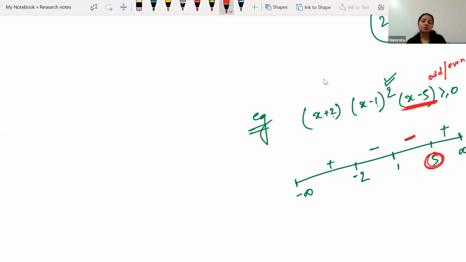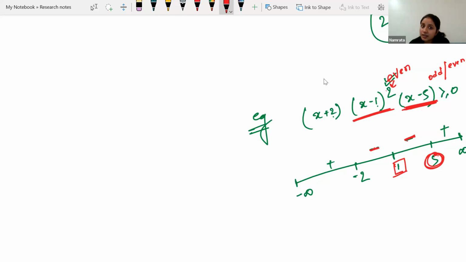Now we go to the next critical point, that is 1. Where did this 1 come from? This 1 came from this factorized form. What is the power of that factorized form, even or odd? This 2 is even. Whenever a critical point comes from a factorized form whose power is even, then when we jump to the next interval, the sign will not change. So this minus will remain minus only.